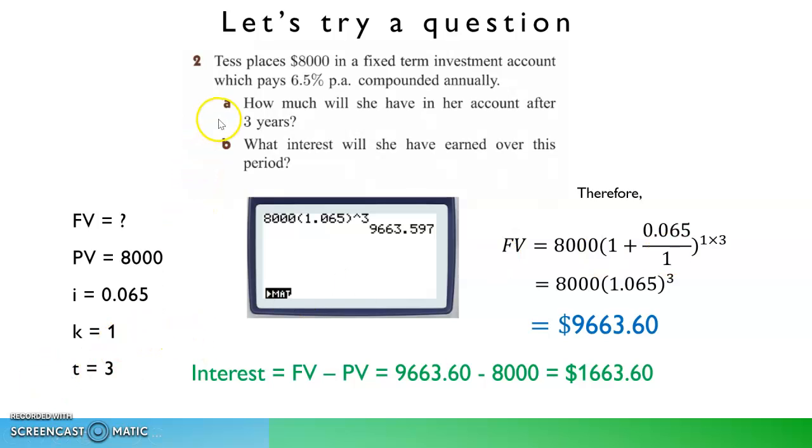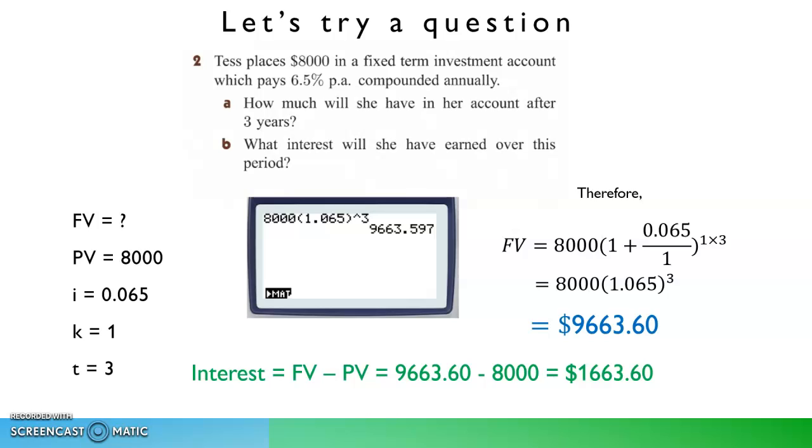For part B, what interest will she have earned over the period? I want you to be careful and remember that future value means the amount expected in the bank account once the interest has been compounded. That includes that present value. So to find out the interest she would have earned, you take away that present value from the future value, and you would see that the interest accrued or earned over that 3-year period was $1,663.60.